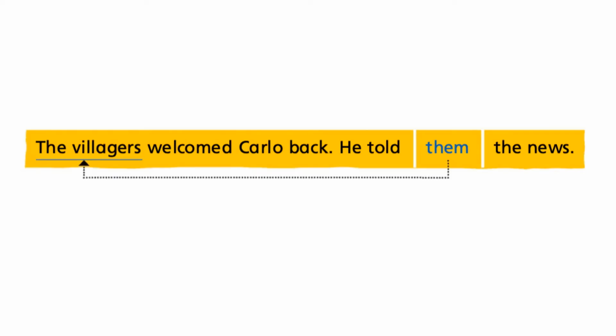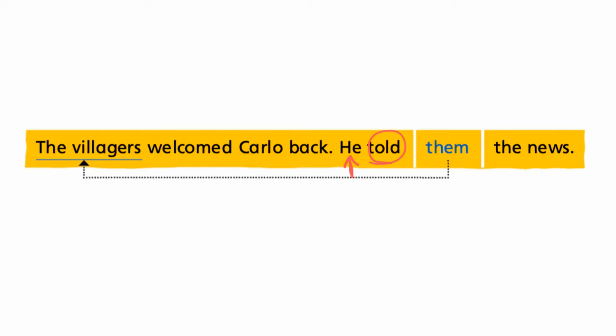Now, let's look at the second row in the grammar table. The villagers welcomed Carlo back. He told them the news. Let's look at the second sentence. Who did the action told? Yes, it was Carlo. This is the subject. It is the doer of the action.